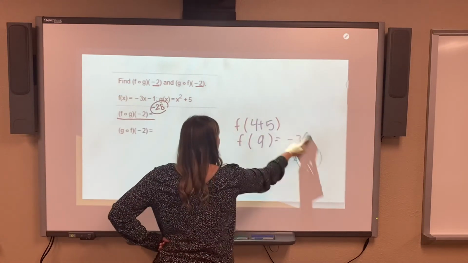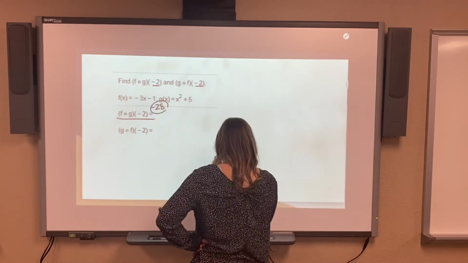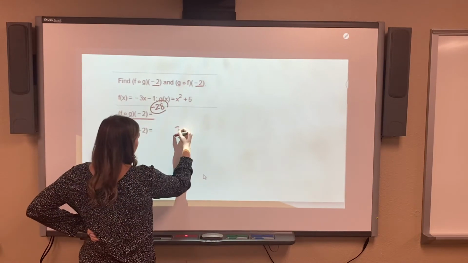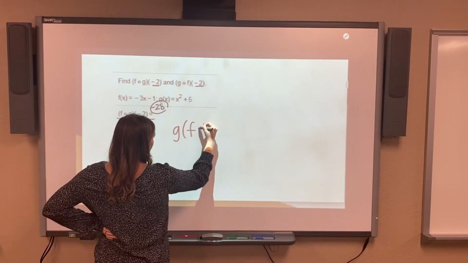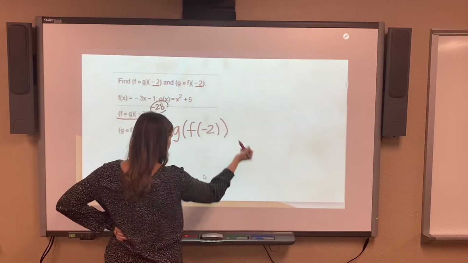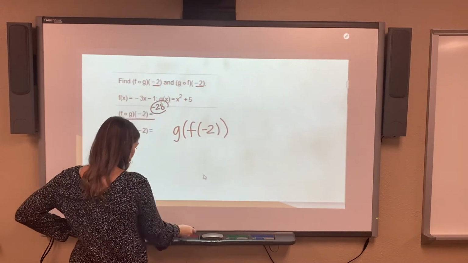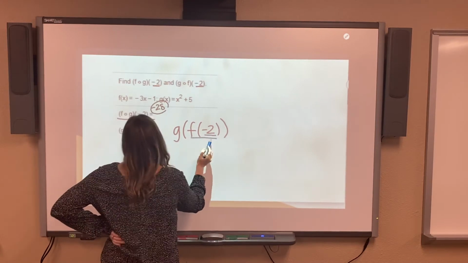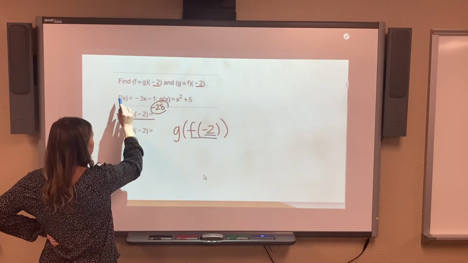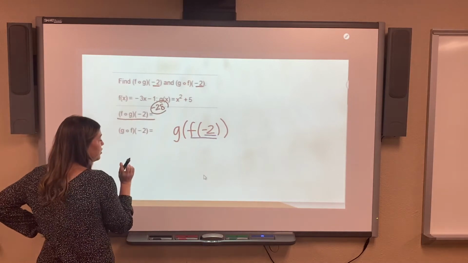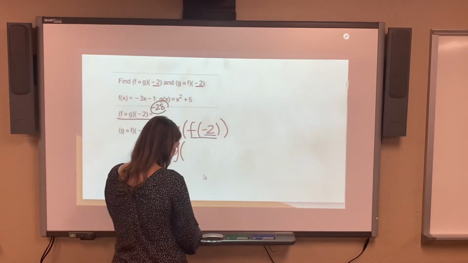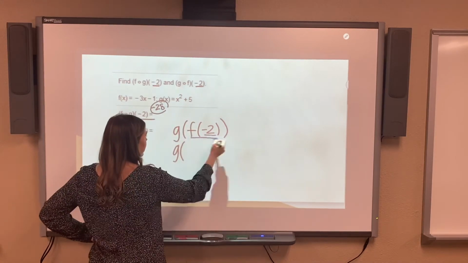Now let's do g of f of -2. Rewriting it, I'm going to say g of f of -2. Our input is -2 into the function f. So we're going to start with the function f and put in -2 there. I'm going to bring down this g of, and then look inside first, inside out.